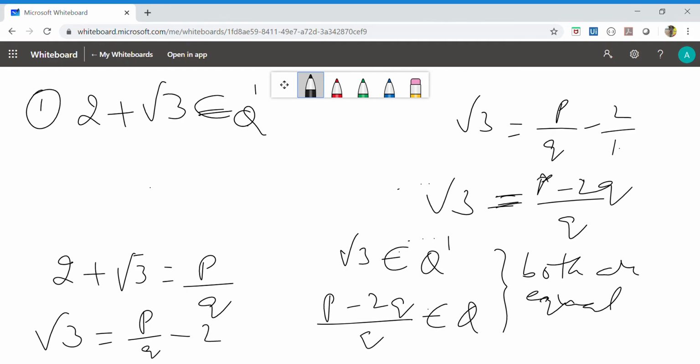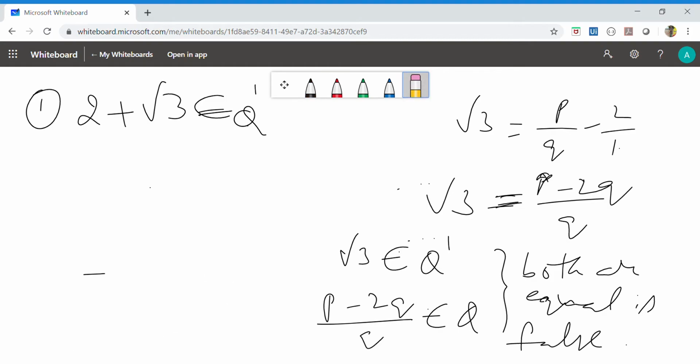Equal is a false statement. Rationals and irrationals can never be equal. Those are disjoint sets. But we got here both are equal. That means our assumption is wrong. What is our assumption? That 2 plus root 3 is a rational number, which is false. So what we can conclude is that 2 plus root 3 is an irrational number.